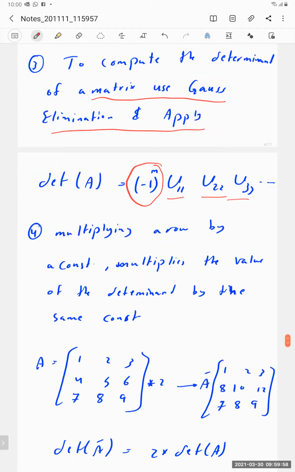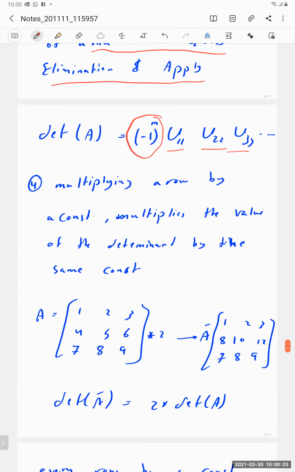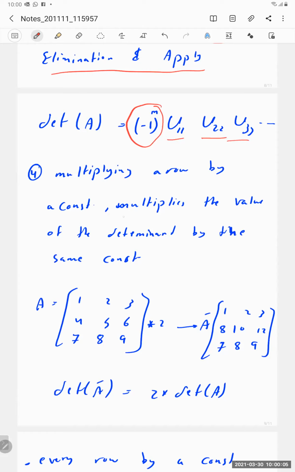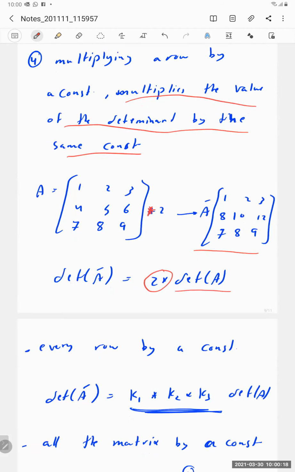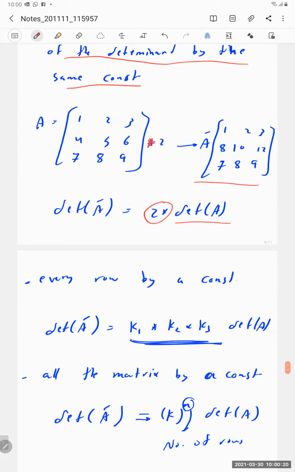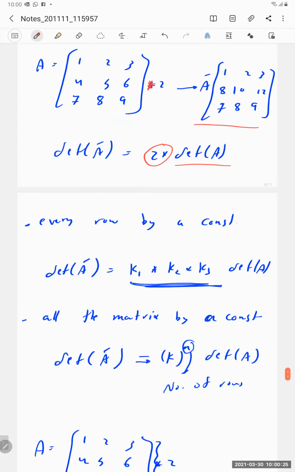Multiplying a row by a constant will multiply the value of the determinant by the same constant. يعني رحت اجيت على واحد من الروز ضربته ب scalar value اللي هي 2، معناته determinant for A prime عبارة عن 2 times determinant لل A. ضربنا every row by constant so K1 for the row 1 times K2 times K3 times the determinant لل A الأصلية will equal determinant for the new matrix.